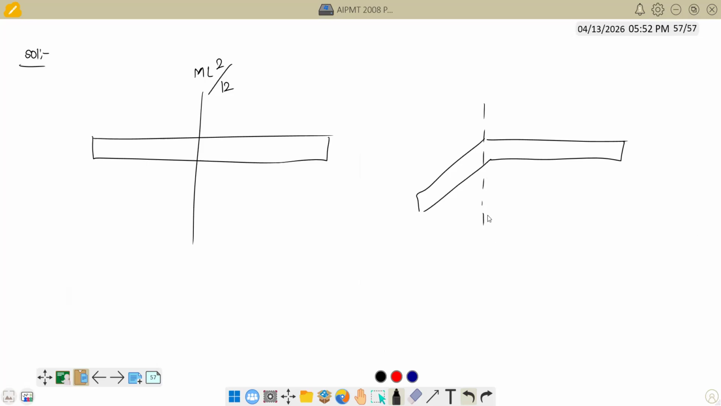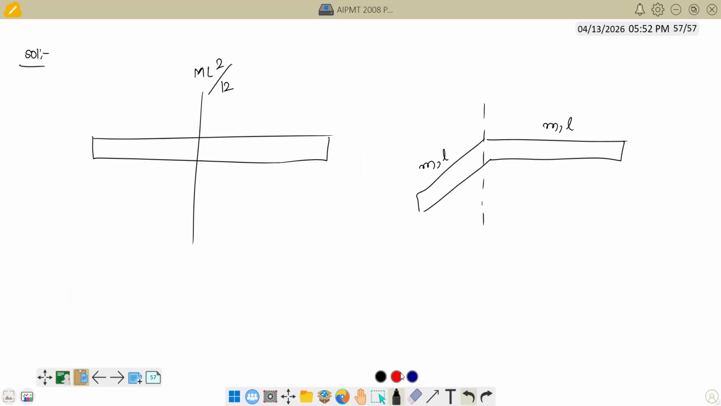Let me tell you, now also the answer would be mL square by 12 only. It doesn't matter how you bend it. If you are trying to find it perpendicularly along the center of mass, it will always become mL square by 12. And I'll prove that. Let us assume this mass is m, this length is L, this mass is m, this length is L. What is the moment of inertia due to this rod?